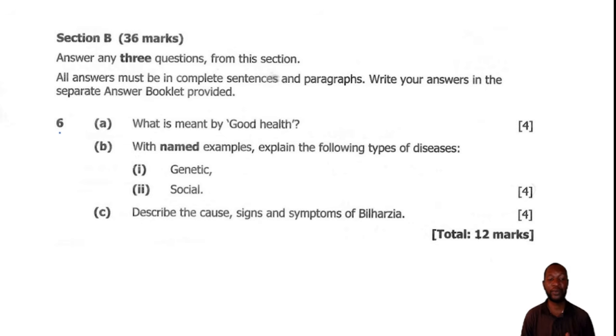6A, what is meant by good health? 4 marks. B, with named examples, explain the following diseases. 1, genetic. 2, social. Also 4 marks. Part C, describe the causes, signs, and symptoms of bilharzia. 4 marks. So this question is worth 12 marks.